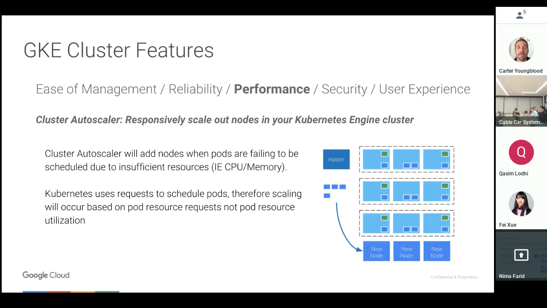Now, the way it achieves this, just one caveat, is that it recognizes that there's not enough nodes because pods are trying to spin up and they're failing, right? So it's a bit reactive in that sense. Just keep in mind that if pods are failing to schedule and come up, then that's when it recognizes that there's not enough nodes to actually handle the number of pods that you are running.